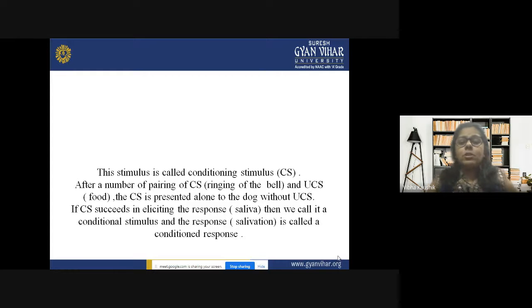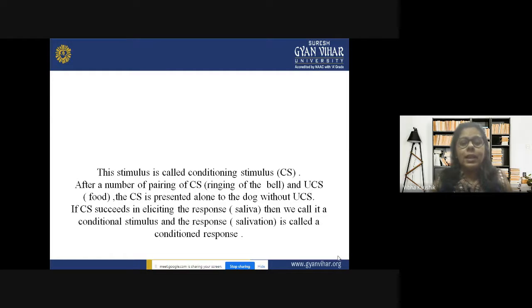This stimulus, the ringing of the bell, is called the conditional stimulus. After a number of pairings of CS, that is the ringing of the bell, and UCS, that is food, meaning he started pairing the ringing of the bell with food, the CS is presented alone to the dog. Now, what is CS? Conditional stimulus, that is the ringing of the bell, without UCS, means without food.